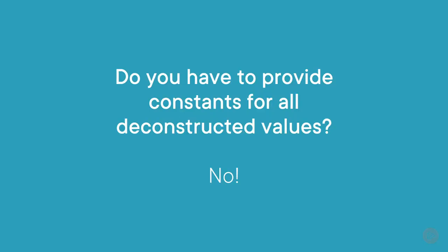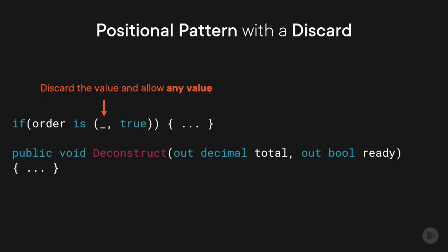Using the constant pattern for the total wouldn't be very flexible. I'd like to say that whenever the order is ready, despite what the total is, this should be a match. To do this, can you guess what to do? If you guessed using a discard, you are absolutely correct. To make it super clear what the second parameter is that needs to be true, you can use a named parameter. This makes it even easier to understand.